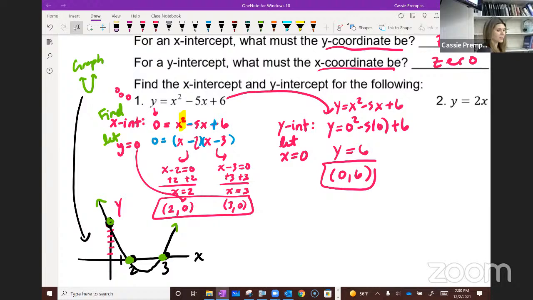We don't know exactly. That's why it's a sketch. If I wanted to know exactly, I would have to plug in the number in between 2 and 3. Really, I'd have to know the x-coordinate of the vertex, which we will learn next semester. But for right now, we're just using some characteristics to combine it with what we already know.